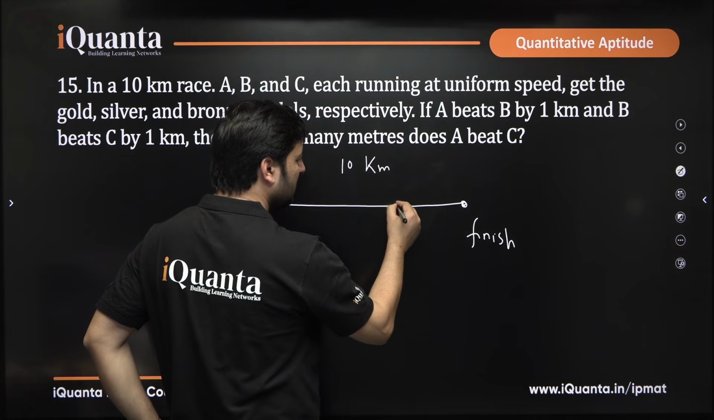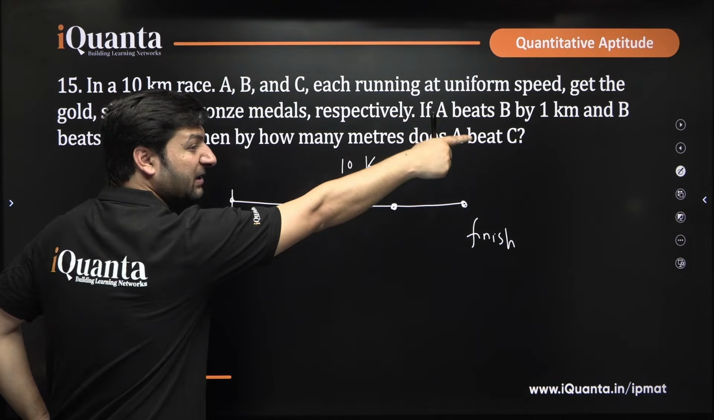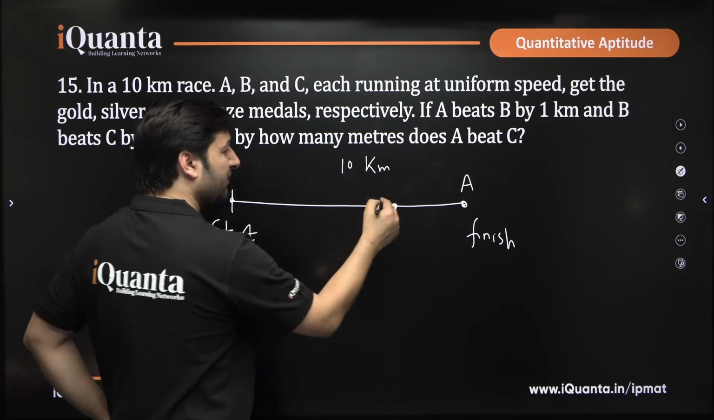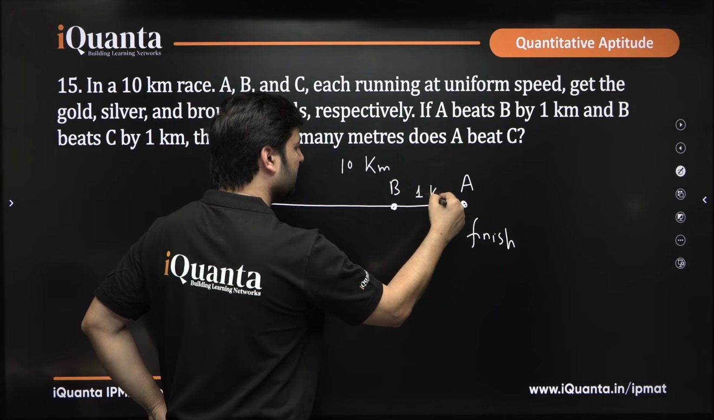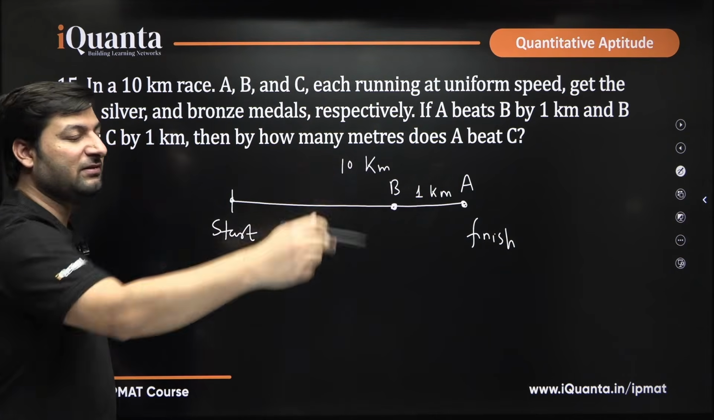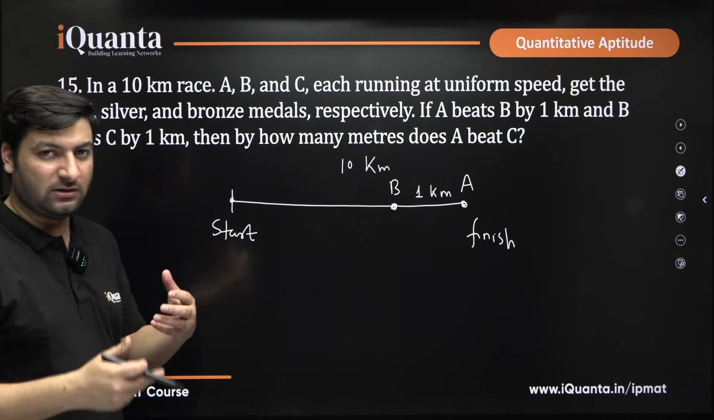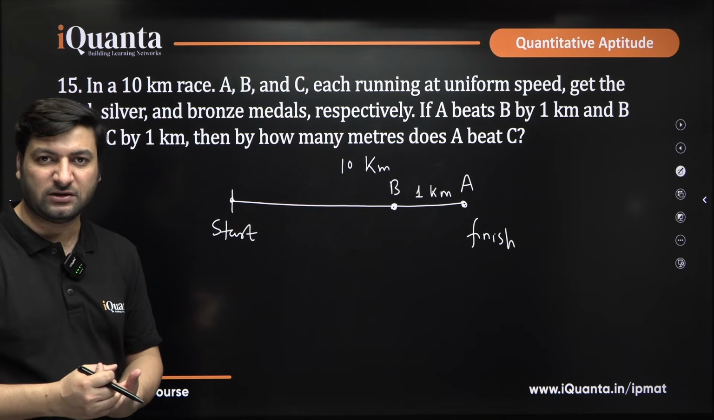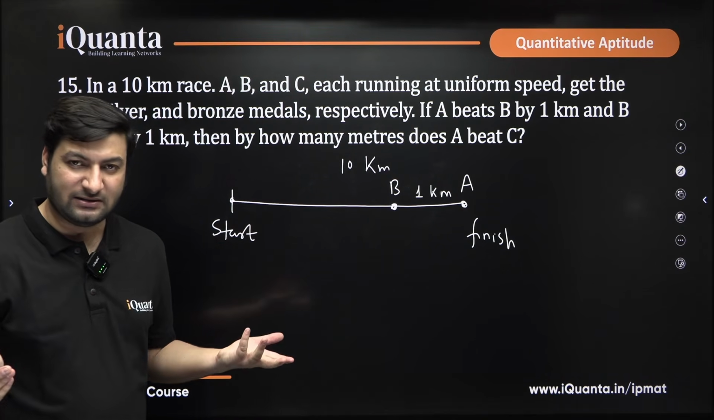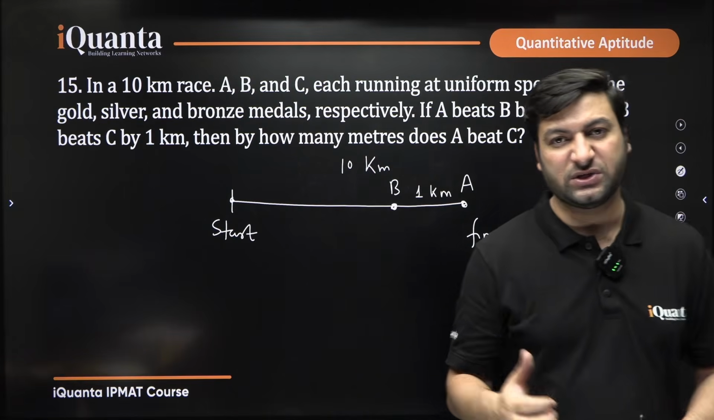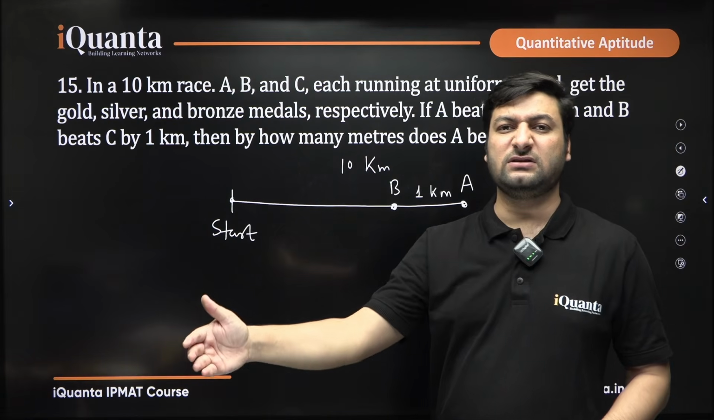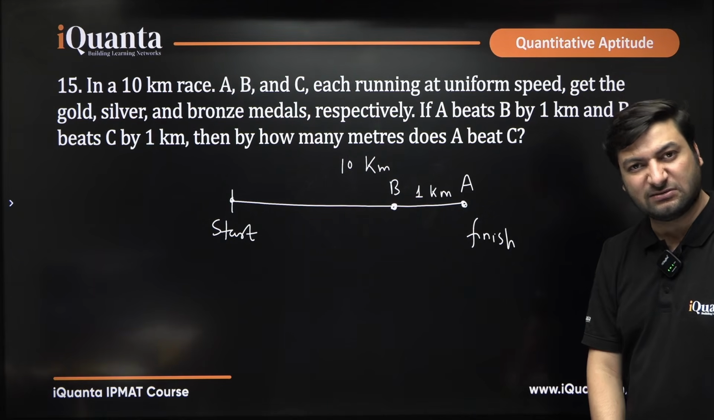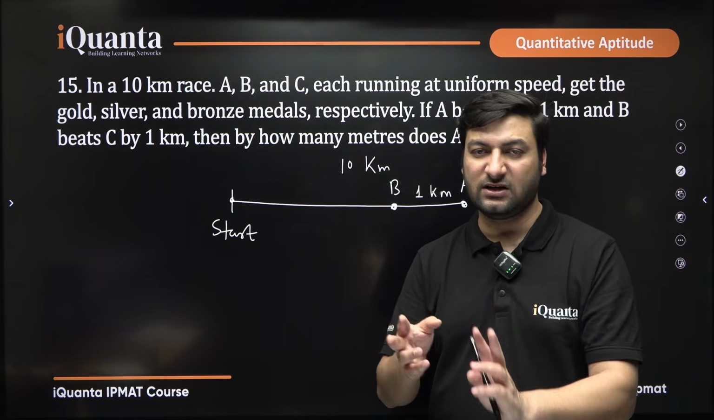That means A has reached here while B will be 1 kilometer behind. This is what it means, that A beats B by 1 kilometer. Now see, the race definitely starts at the same time. A and B both start running together, because otherwise it's not a race. Sometimes in race questions you let the other person start a bit earlier, but this is not the case. Unless it is mentioned explicitly, you will assume that both of them started at the same time.